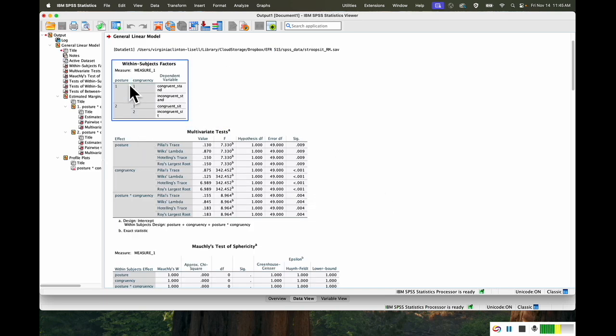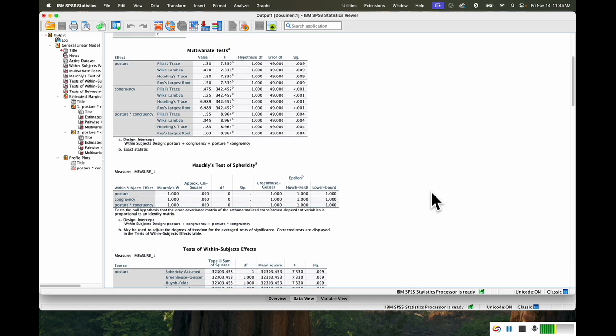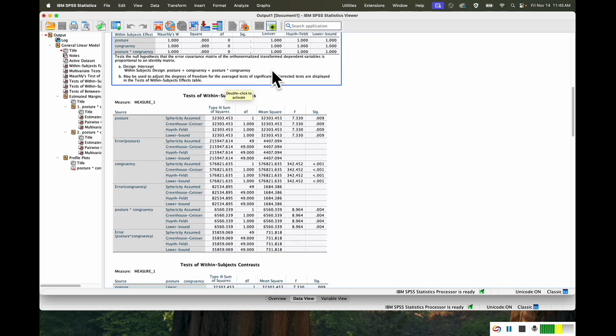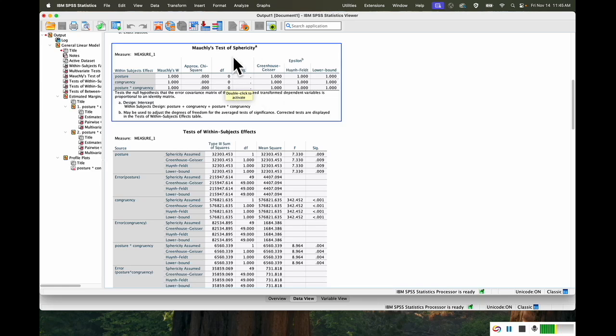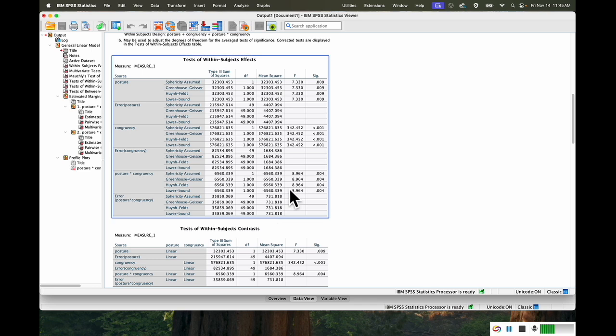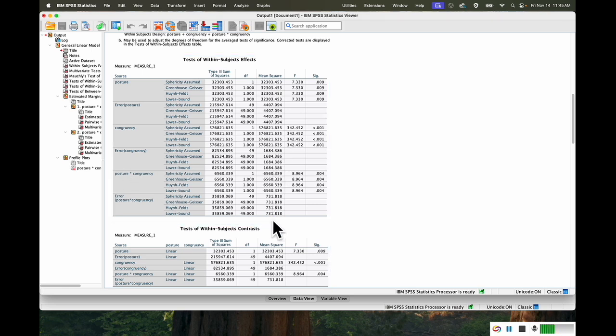So here we have our multivariate tests. These are tests of the intercept, and we're just going to skip over those. We don't need to worry about sphericity because we only have two levels within each factor. If we have more than 2 levels, then we need to look at the significance level here to determine which row to use with within subjects effects. So because we only have 2 levels, you'll see that the findings are identical throughout the different rows because there's no sphericity to correct for.